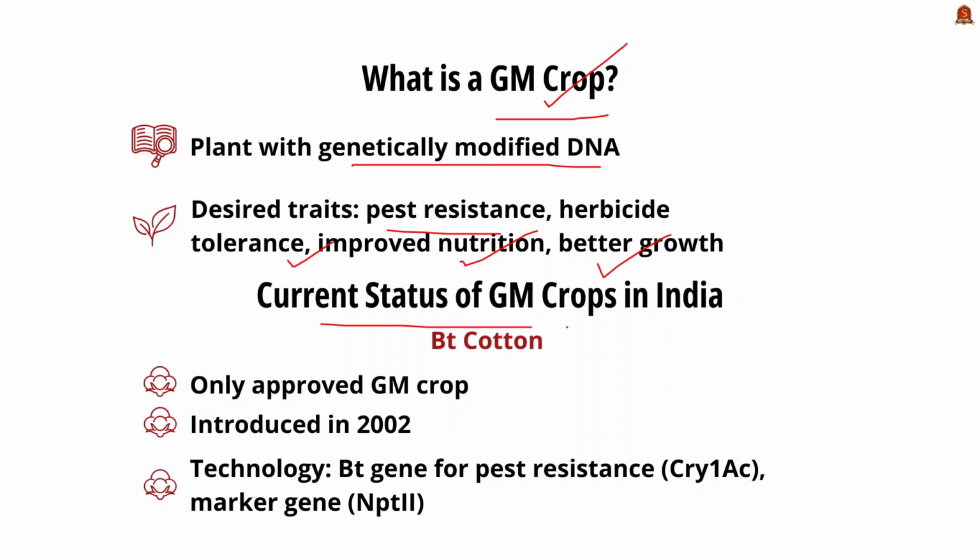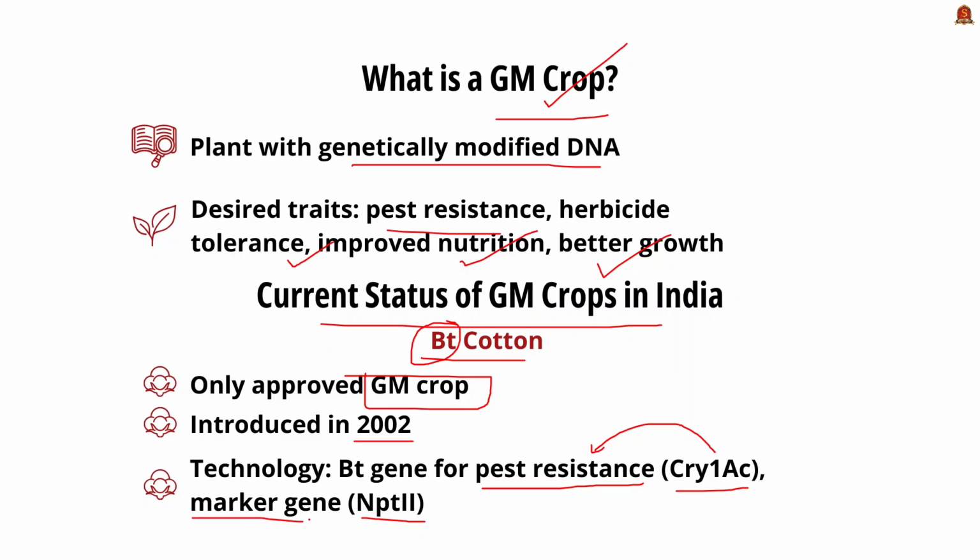Now let us see the current status of GM crops in India. First one is BT cotton. It is the only approved GM crop in India. It was introduced in 2002. It contains a gene from Bacillus thuringiensis. That's why it is called BT cotton. The BT stands for Bacillus thuringiensis, that is the bacteria from which the gene is derived. It also has a specific gene called Cry1Ac, which gives the ability of pest resistance to this GM crop. The nptII is the marker gene in BT cotton.